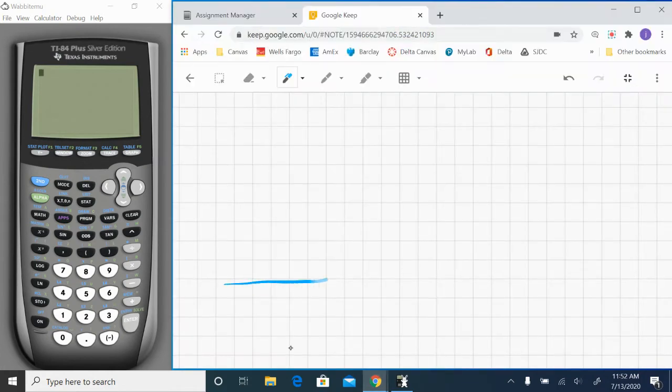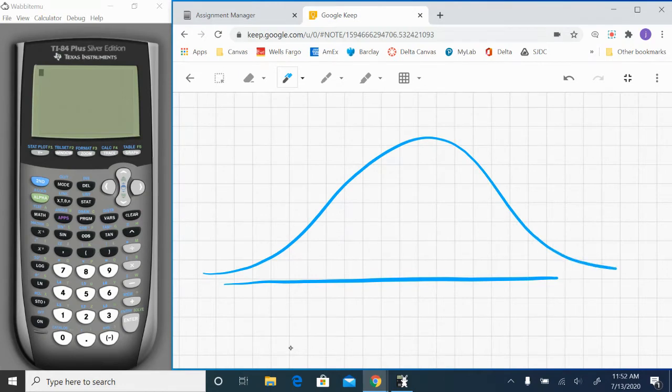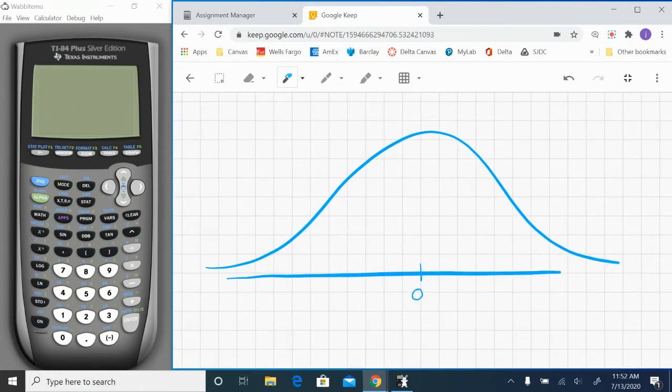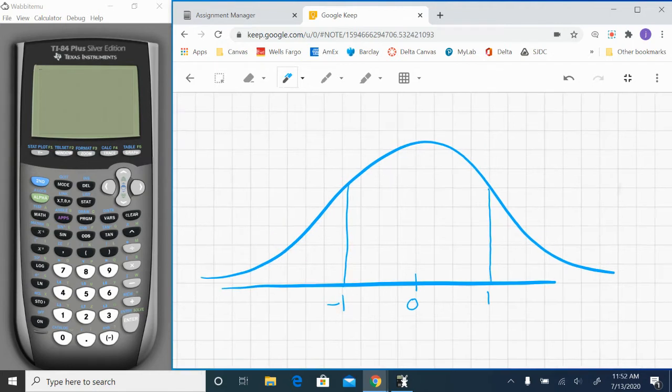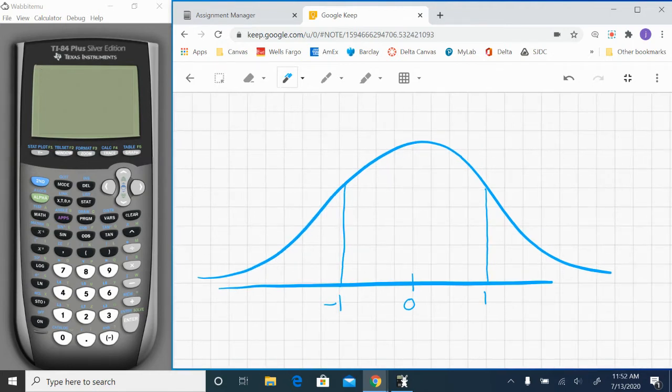The standard normal distribution looks like a regular normal curve, but has a couple of very specific characteristics. The center is 0. This is always true for the standard normal distribution. And the standard deviation is 1. So this number here would just be 1, and this number here would be -1. There's infinitely many different types of normal distributions. This one has a special name called the standard normal distribution.